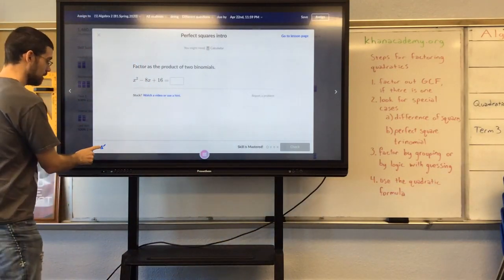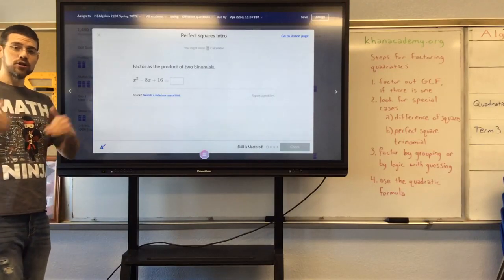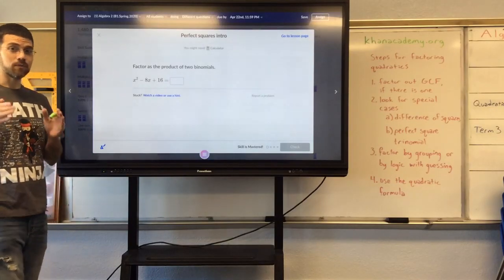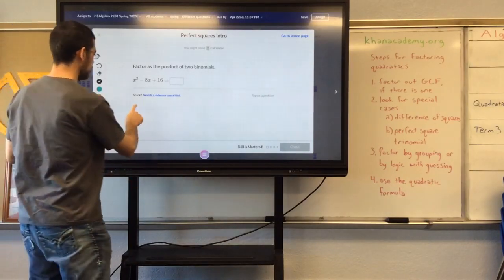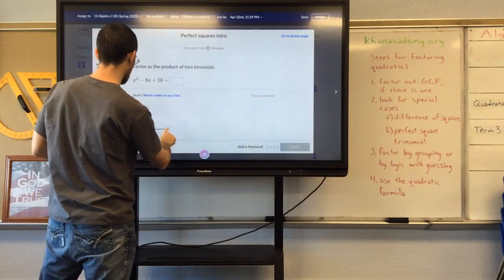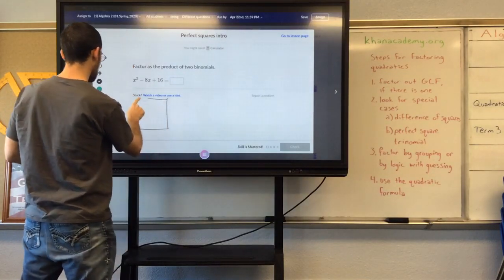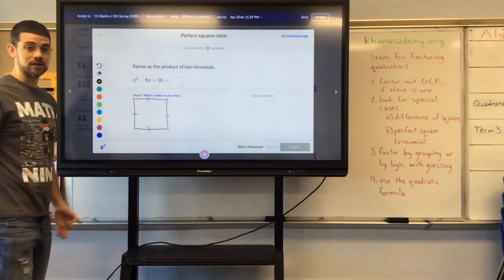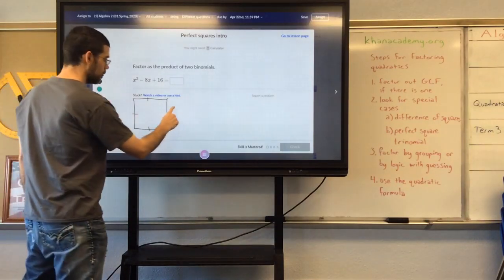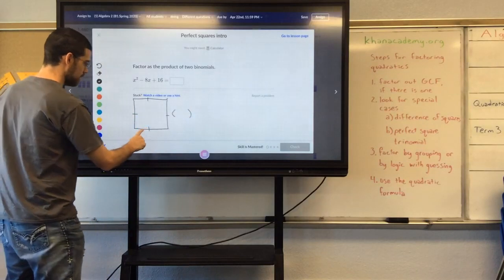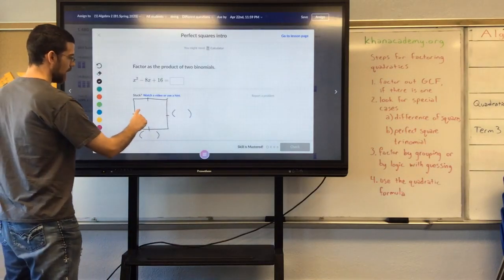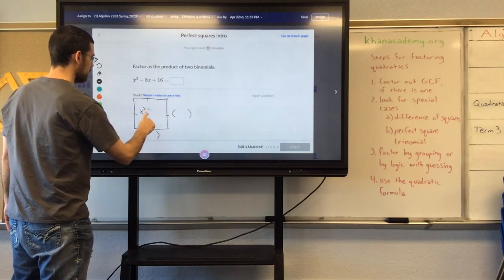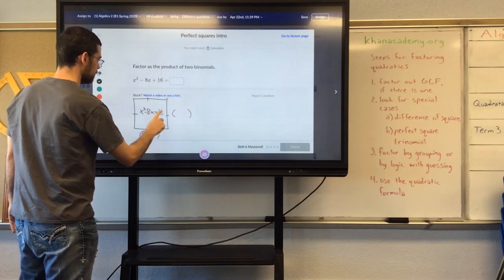One way to think about it is that when we factor this, the two factors are the side lengths of a square, not just a rectangle, but a square. So that could look like this. I'm going to have a square where I've got congruent sides, which means the side lengths are the same. So whatever the factor is here, it's going to be identical to the factor here, and that gives me an area, length times width, of x squared minus 8x plus 16.